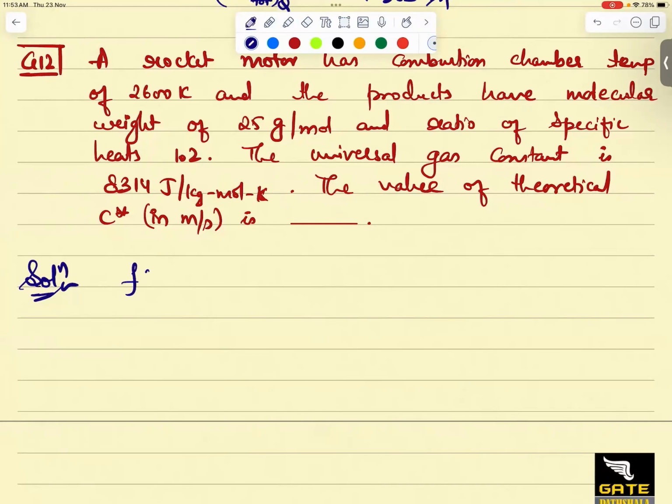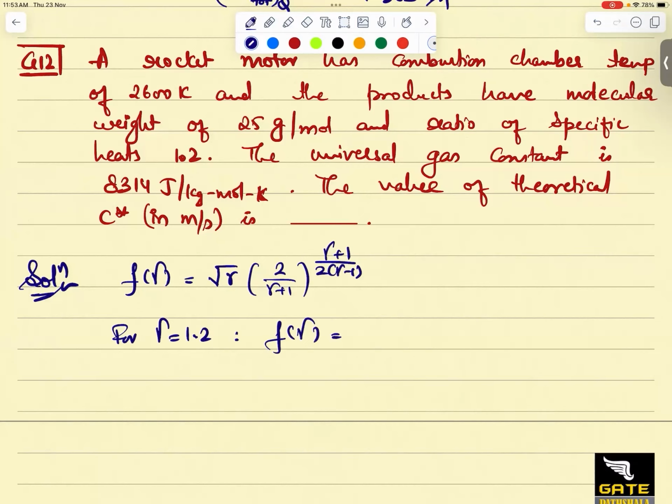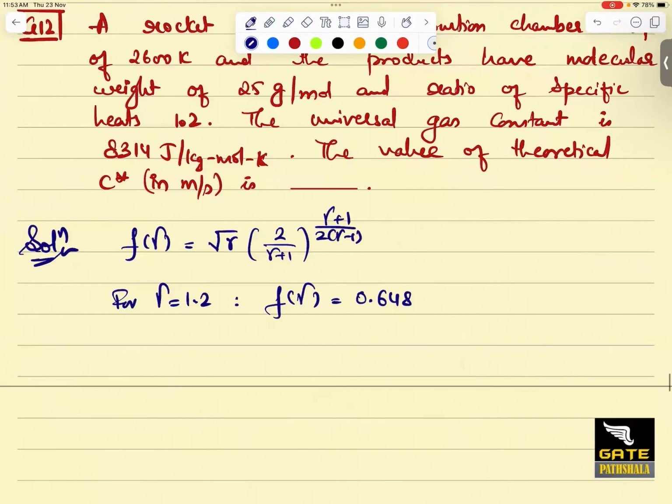So we all know the formula for f of gamma is root gamma into 2 by gamma plus 1 whole power gamma plus 1 by 2 into gamma minus 1. But we will not calculate since we know the value. I hope you remember this. I told you for gamma equals 1.2 you should memorize the value of f of gamma. Now is the time to give that value. 0.648. Hope you remember that.